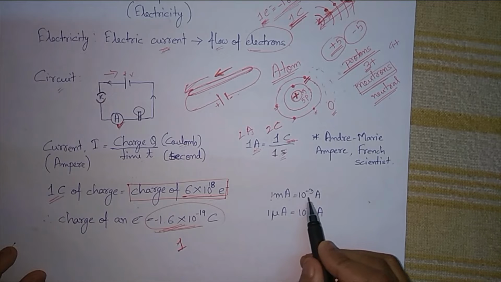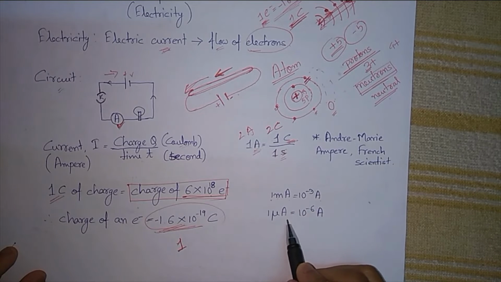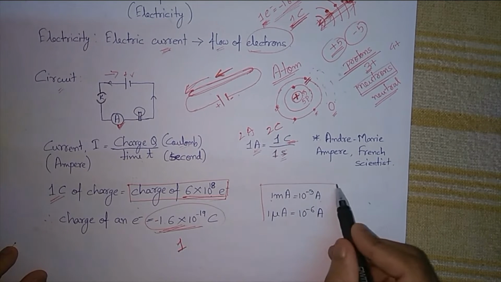1 milliampere is 10 to the power minus 3 ampere. 1 microampere is 10 to the power minus 6 ampere.